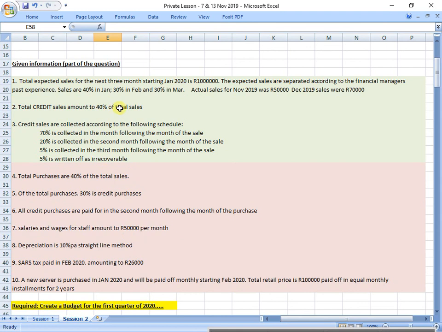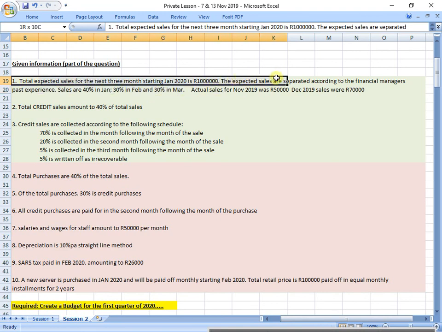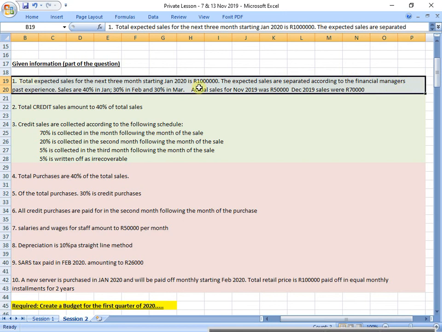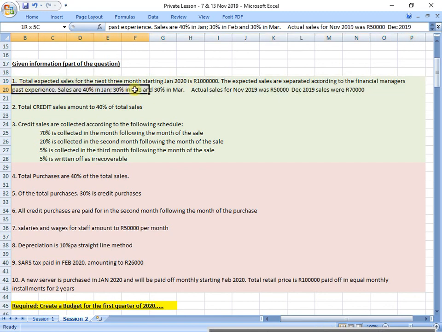Okay, January, do I know how much I sold in January? No. Can I work out how much I sold in January? Yes, I can. Right, so what did they say? They said you expect sales for the next 3 months starting in January to be $1 million. Okay, but it's $1 million for how many months? For 3 months. All right, then they tell me sales are 40% in January, 30% in February, and 30% in March. So what must I do?